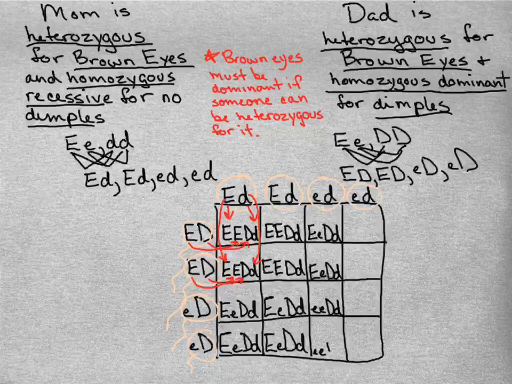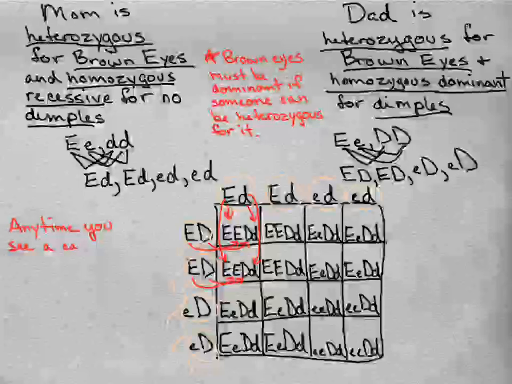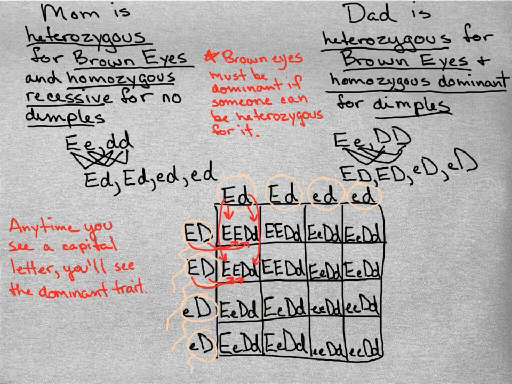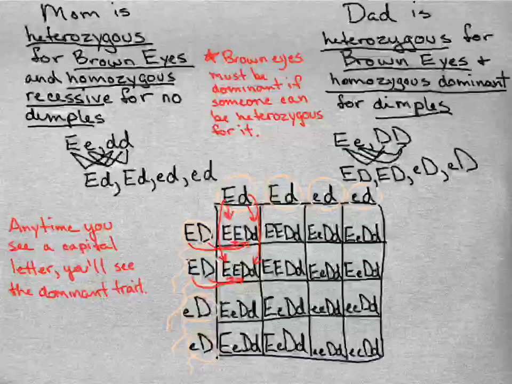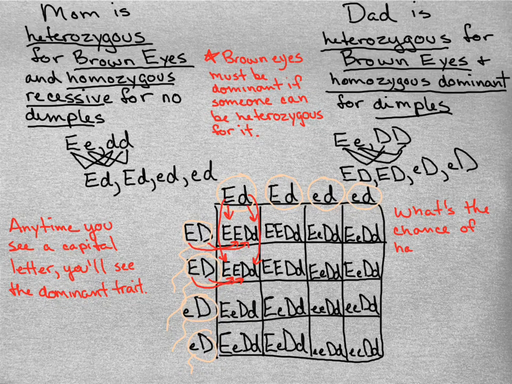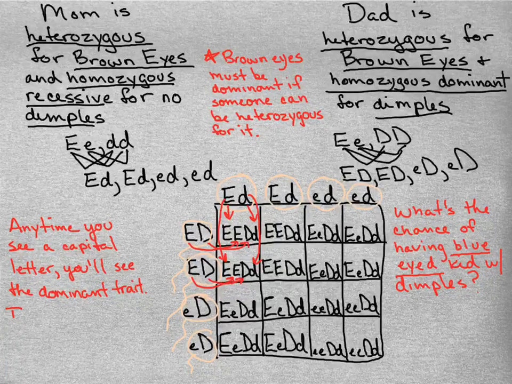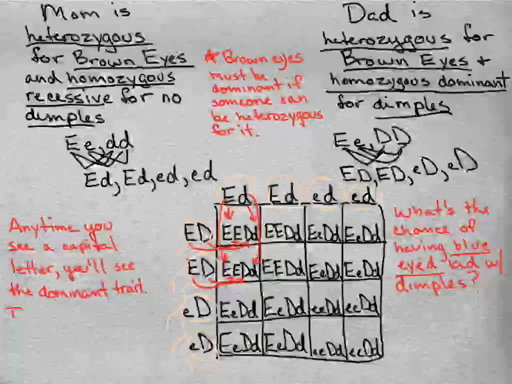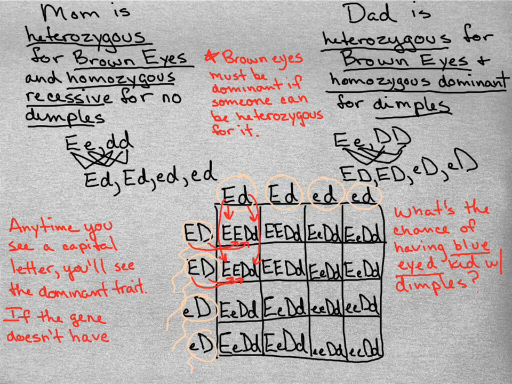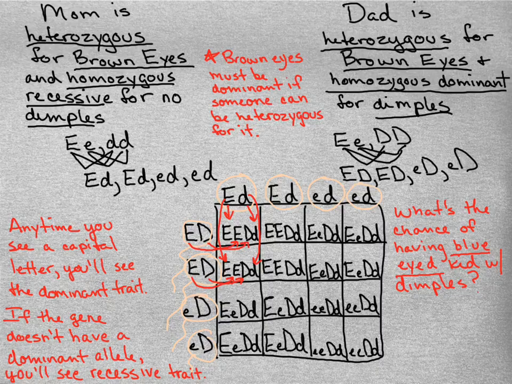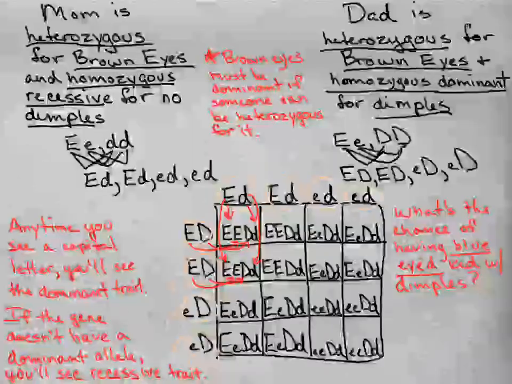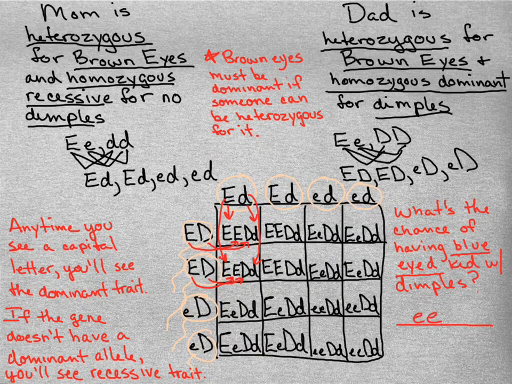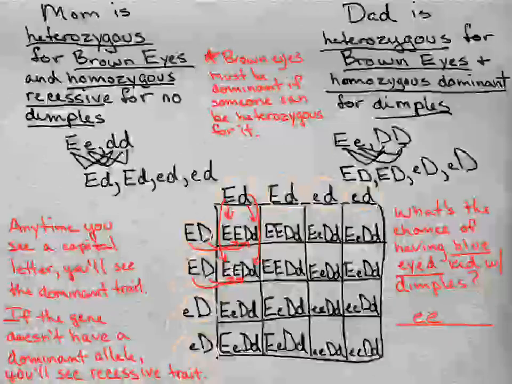All right. So this is how you fill out the whole dihybrid cross. So anytime you see a capital letter, you'll see the dominant trait. So what's the chance of having a blue-eyed kid who has dimples? Well, if brown is the dominant trait, then I can't see a capital B if I'm going to see blue eyes. I have to see two lowercase b's, right? Because you're looking for a gene that doesn't have a dominant allele. Okay, so we're looking for 2 little e's for that blue-eyed gene and dimples.